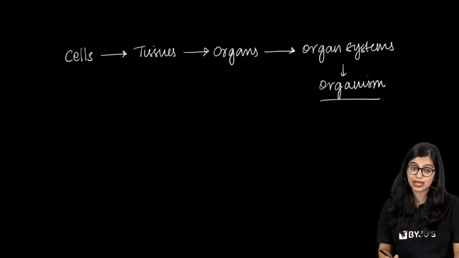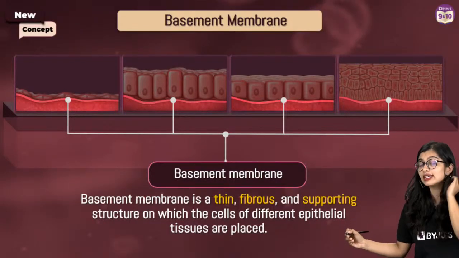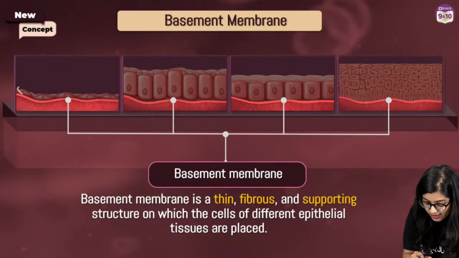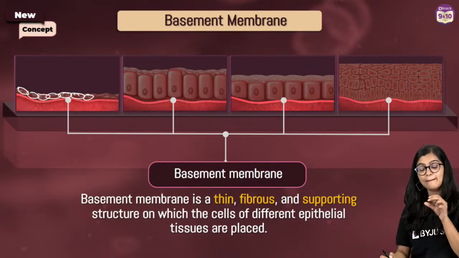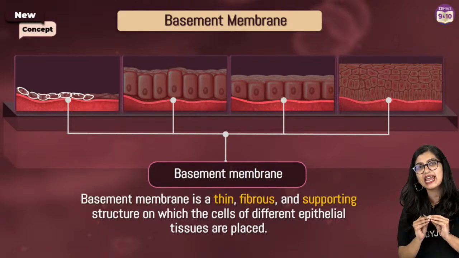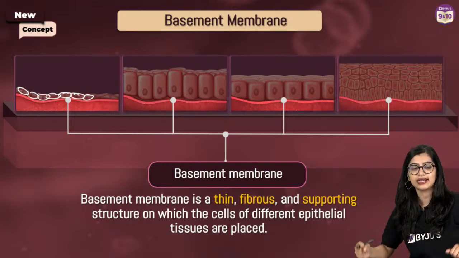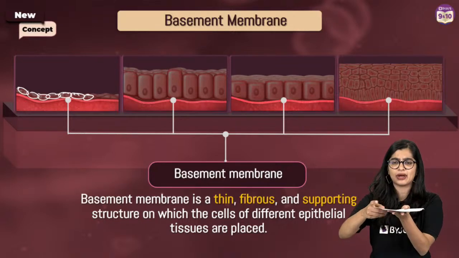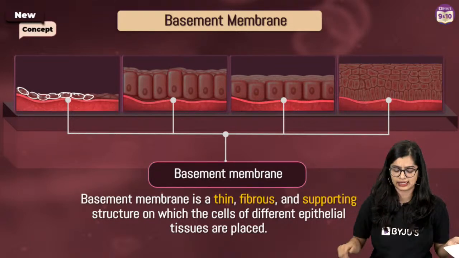So this is something that we all know. Now, based on this, what we observe with epithelial tissue is that the epithelial cells are found on the basement membrane. You can think of this membrane as a sheath, like a piece of paper, and on top of it you have the cells.